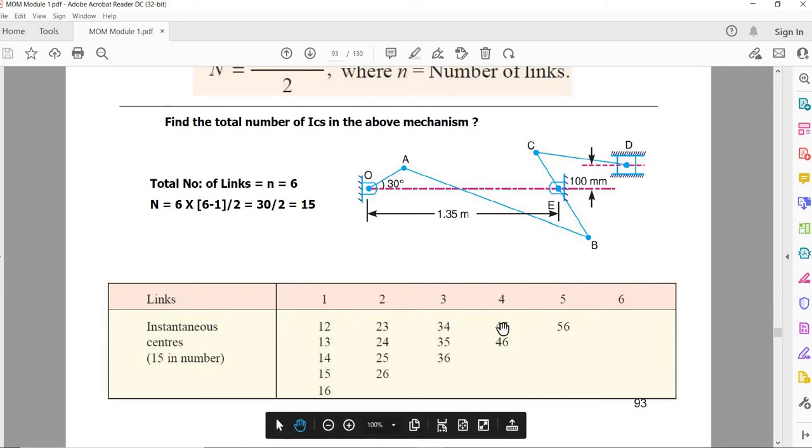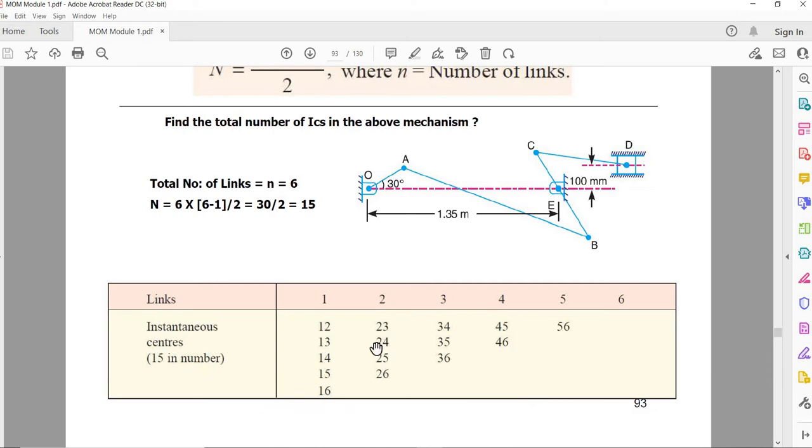Coming to 4, again you can write like that. 4 1 is already here, 4 2 is here, 4 3 is here. Next is 4 5 and 4 6. And for the fifth link you have 5 6 only. So this is a table diagram.